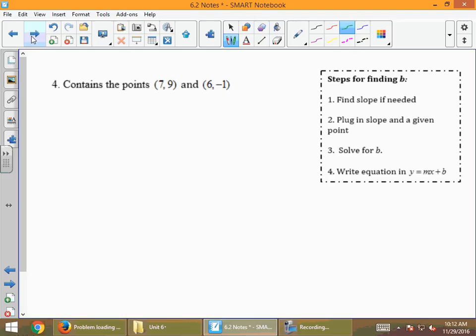Do we have the slope? Do we have the y-intercept? No. So we're going to have to find those things. Here's the process, what we do. Find the slope if needed. Since we don't have the slope, we're going to have to find it. What's the formula to find slope? y2 minus y1. Again, you have to memorize this. Over x2 minus x1.